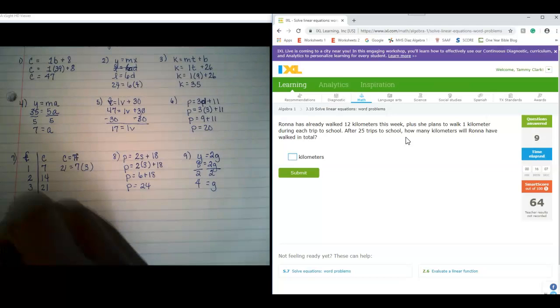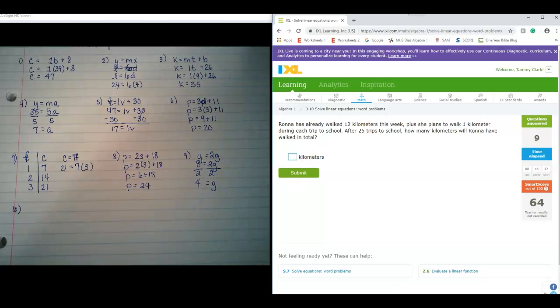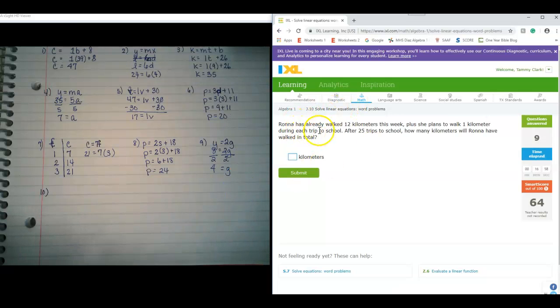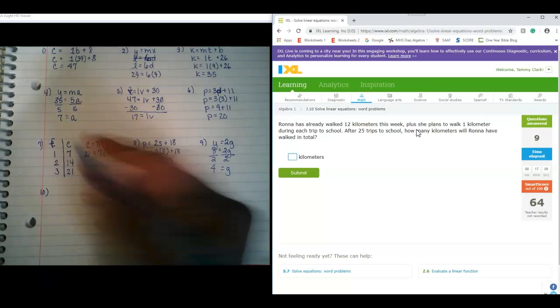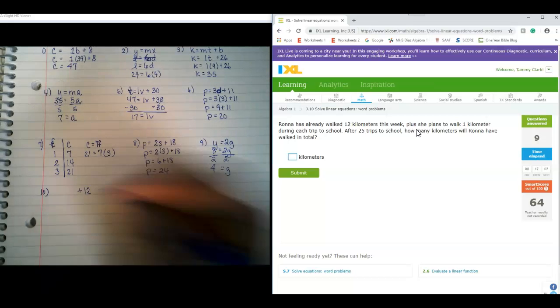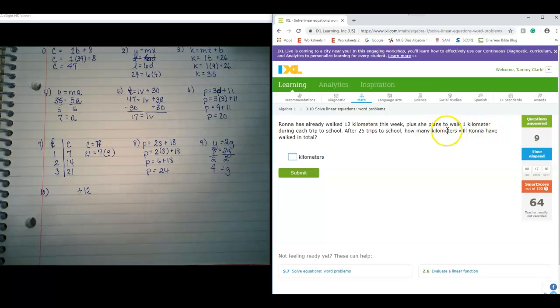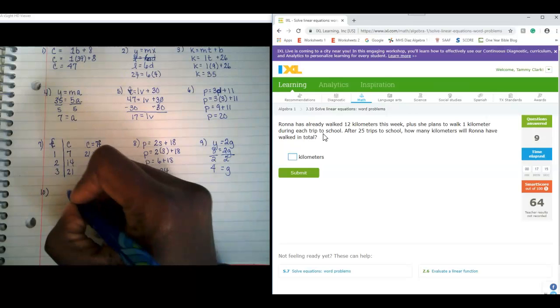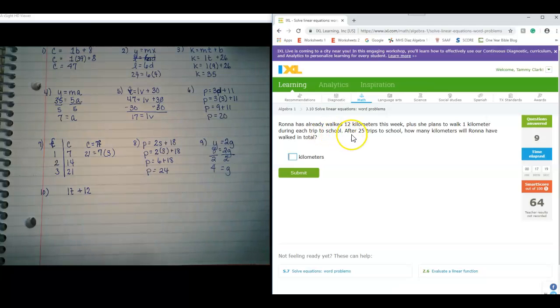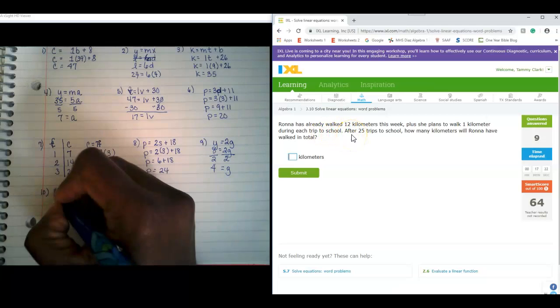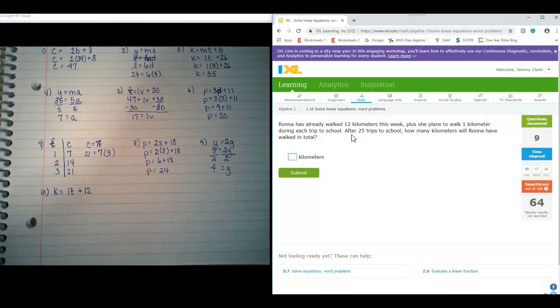Let's go ahead and look at number 10. Here we have Rana has already walked 12 kilometers this week. Okay, so I'm going to put plus 12. Plus, she plans to walk 1 kilometer during each trip to school. So 1 kilometer per trip. And what we want to know is the total kilometers that she's about to walk.